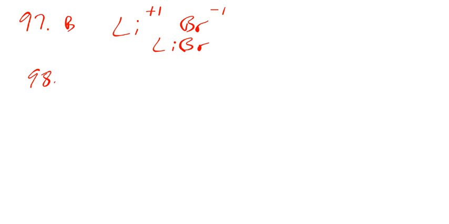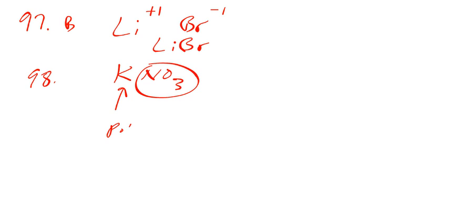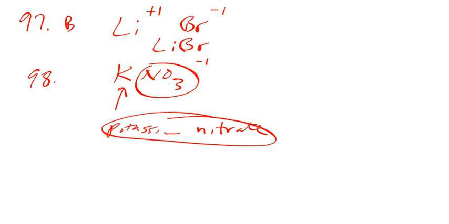98. Which of the following compounds has the formula KNO3? Well, now we're looking at a polyatomic. You should have a polyatomic sheet with you. I'll give it to you for the final. K is for potassium. NO3 has a -1 charge, and when you look it up, it's going to be nitrate. Just say what it is. Potassium nitrate is the correct answer. That's A. 99.